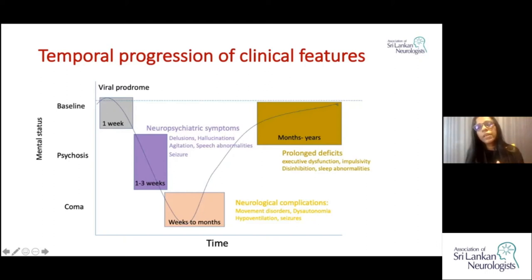That recovery may take months to years. Some may reach baseline, but in some you may not actually come to the baseline, and you may have deficits of variable degrees affecting mainly your cognitive functions and also speech disorders.